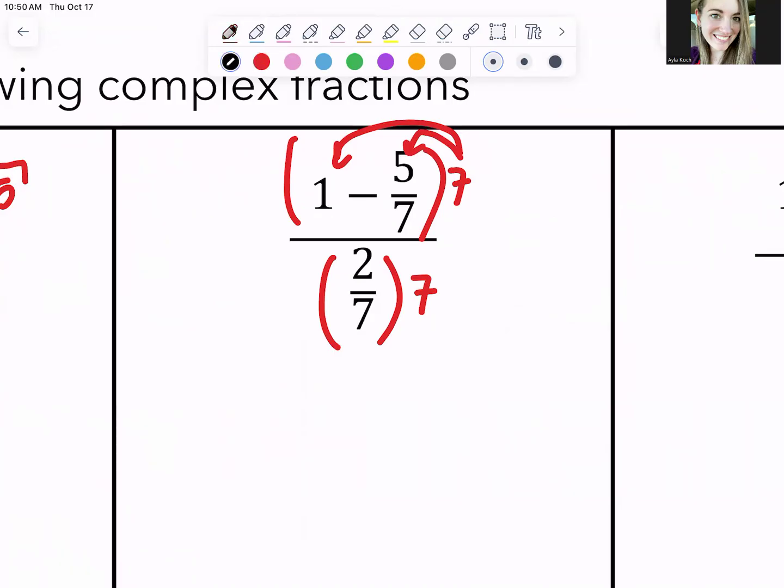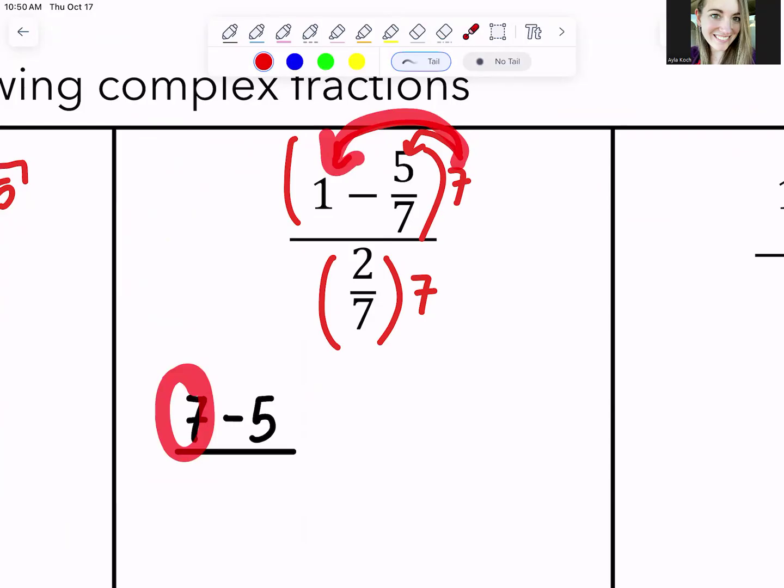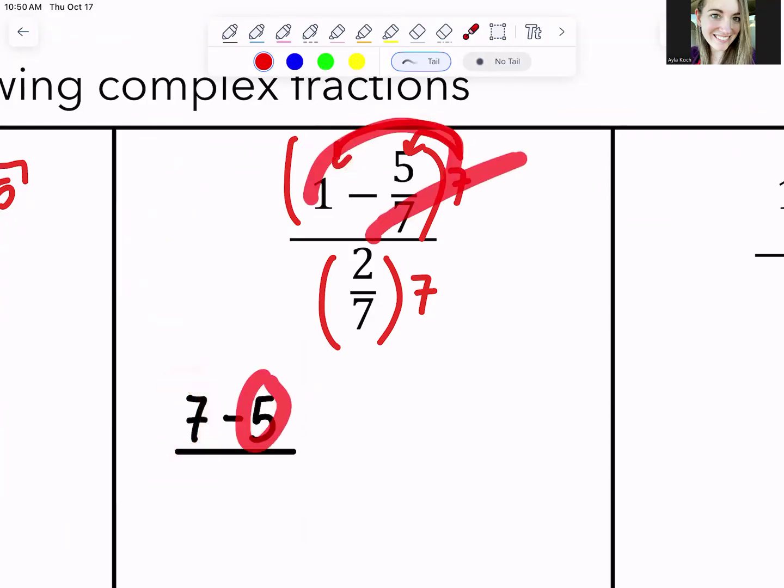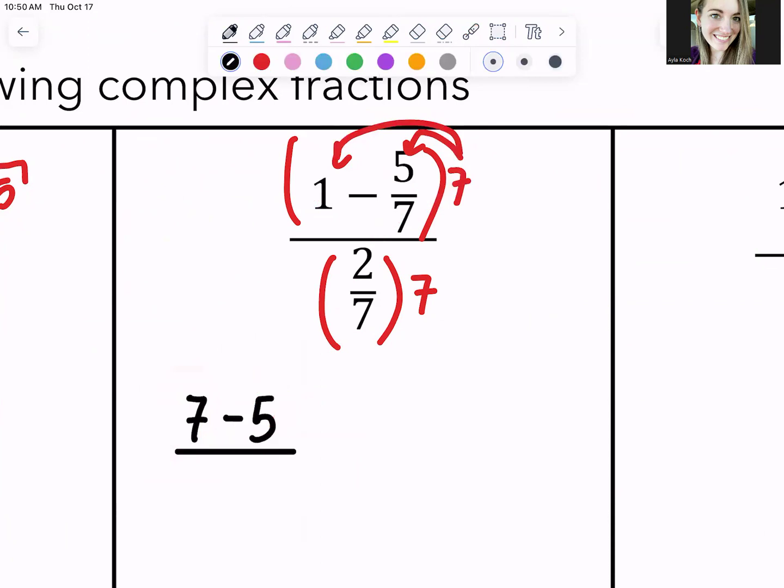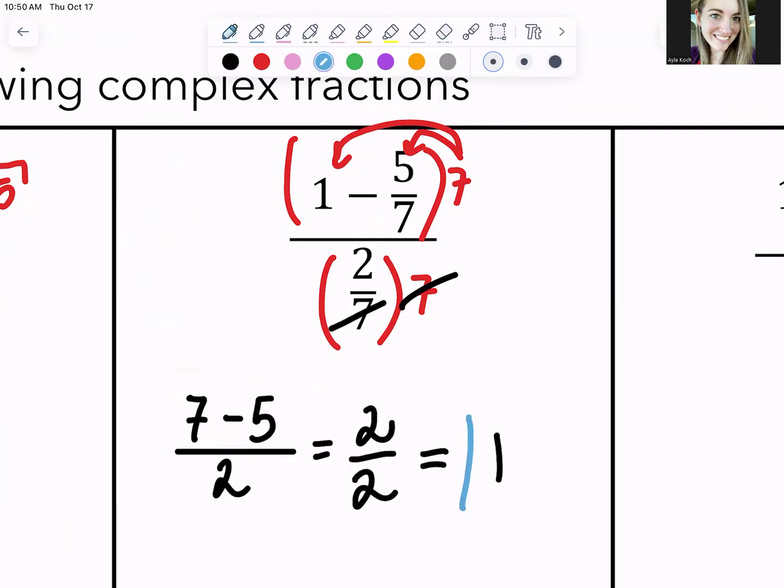I get 1 times 7 is 7. Then when it gets distributed here, the 7 will cancel and you're just left with a 5. Right? So the first distribution, that 7 right there is from that distribution, 1 times 7. Here, the 7's canceled. On the bottom, those 7's also cancel, and you have 2. This is 2 divided by 2, which simplifies to 1.